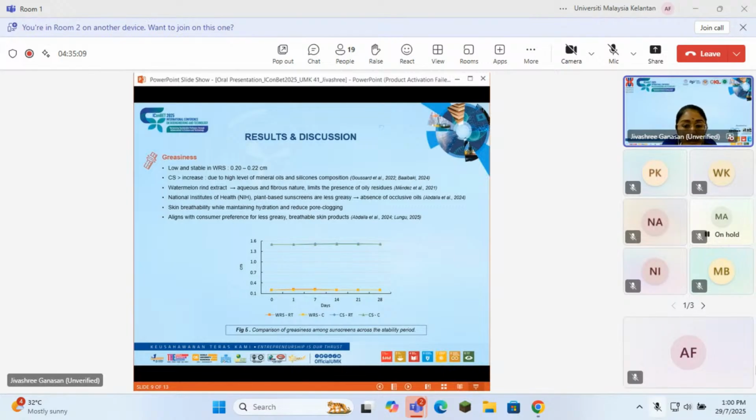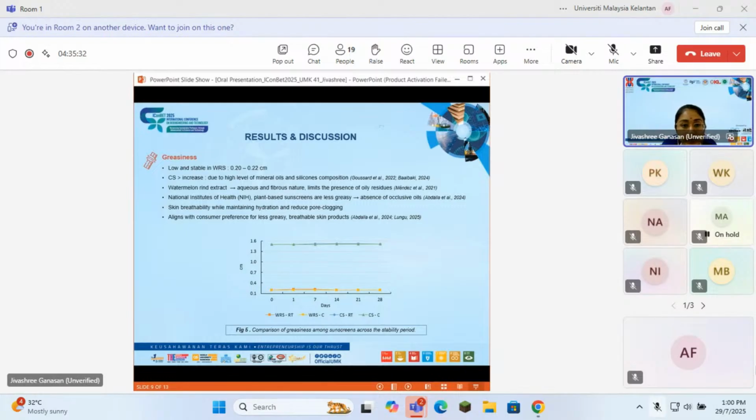The commercial sunscreen showed more greasiness, likely due to its different composition of ingredients like mineral oils, silicones in other formulas. So watermelon rind's more aqueous and fibrous nature likely contributed to the low greasiness, offering a non-occlusive and breathable product.